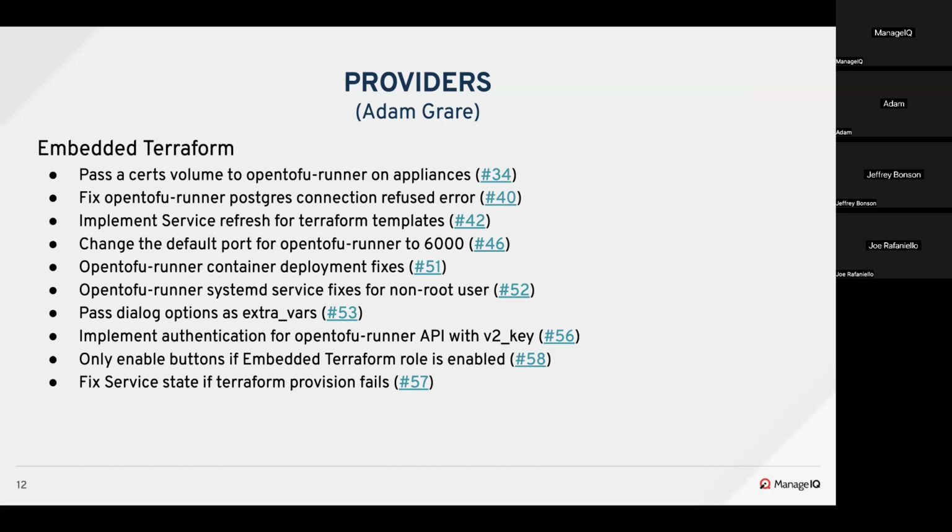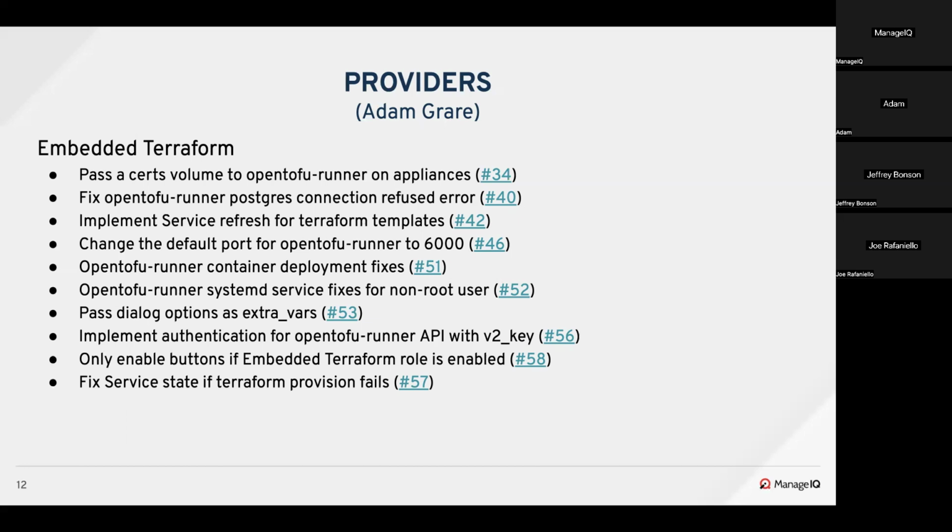So now we're passing through the dialogues as well. We implemented authentication for the OpenTofu runner API. We're using the V2 key on both sides, so that it was easy to implement the password or shared authentication that way. We had a fix to only show the buttons to add credentials and repositories if the embedded Terraform role is enabled.